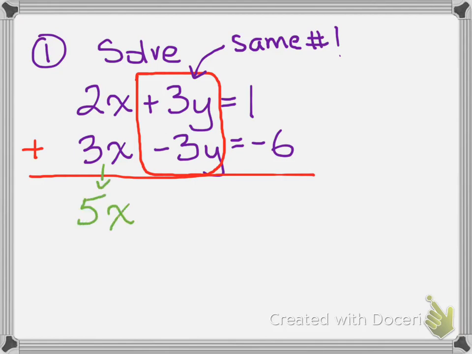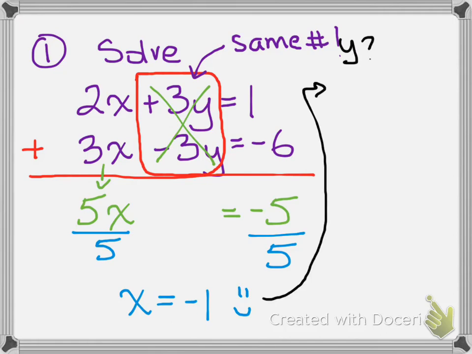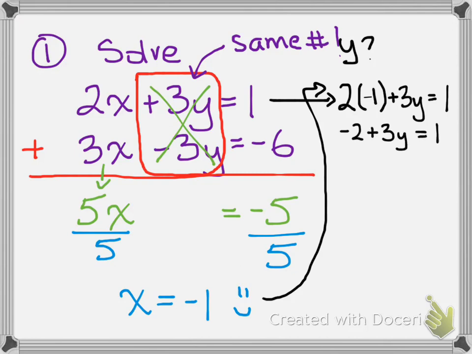So what we end up with is 5x, because 2x plus 3x is 5x. The y's cancel out, and we get negative 5, because 1 plus negative 6 is negative 5. And now we can just go on solving this in the regular method from grade 9 and divide both sides by 5, and we end up with x is negative 1. And now we need to figure out what y is. So we can take either one of these two equations, let's pick the first one, and sub in x is negative 1. And we end up with negative 2 plus 3y is equal to 1. So now we just need to add 2 to both sides, and we end up with 3y is 3, and now we can divide both sides by 3, and end up with y is 1.